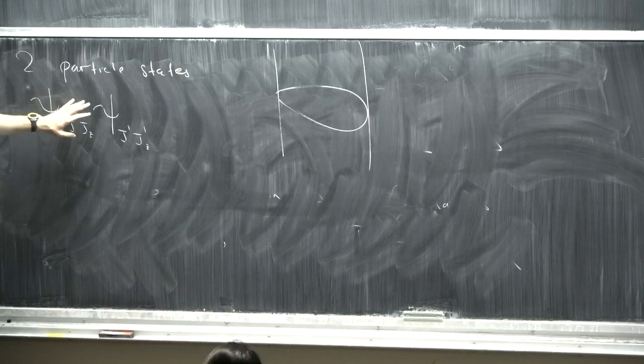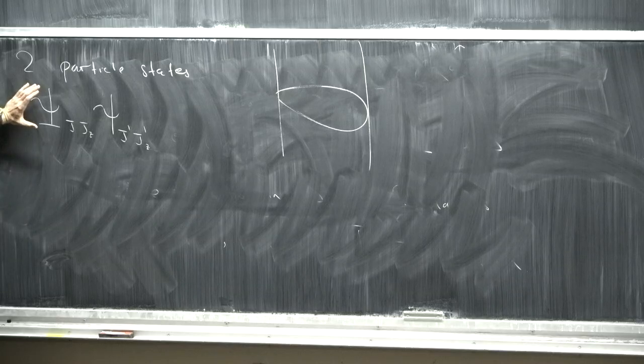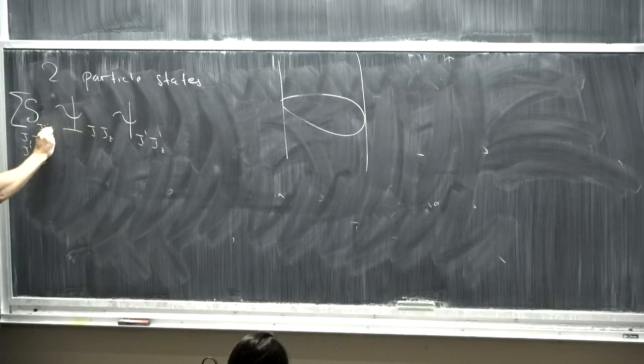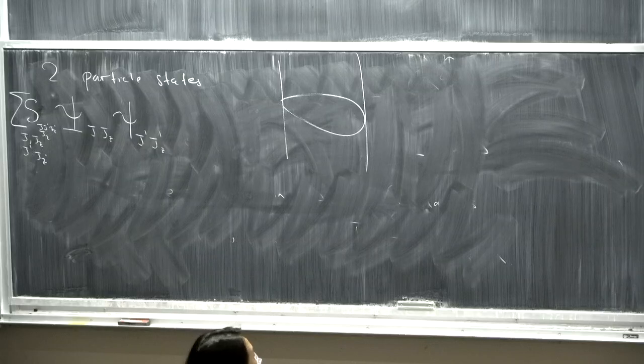It's just a state in the Fock space of a particle in AdS. Would it be a primary? Probably not. To construct primaries, we need to start summing over maybe j, jz, j prime, jz prime, and we may need to put some coefficients. So it's actually kind of difficult to construct primaries. You need to make some complicated linear combinations.